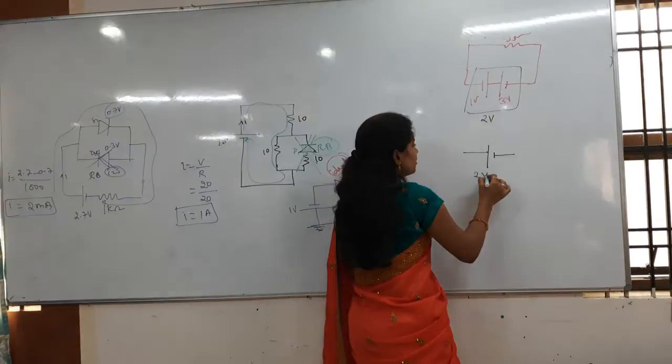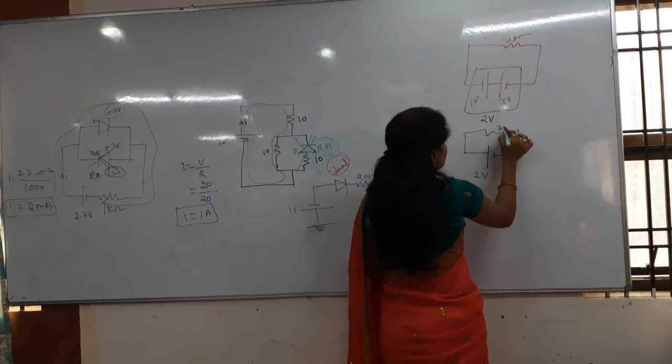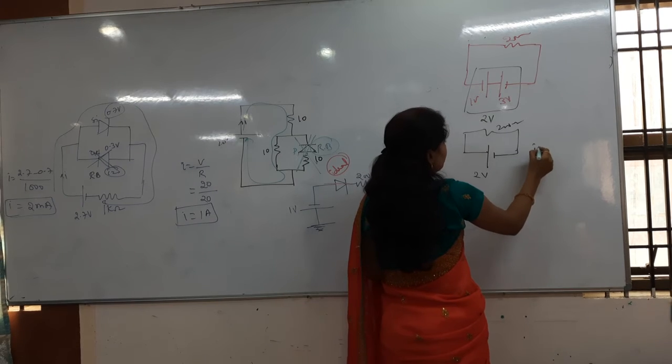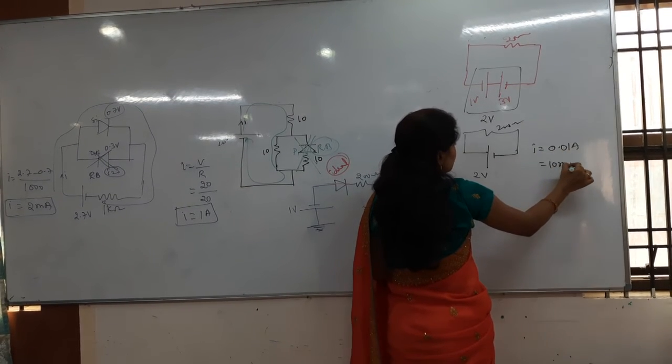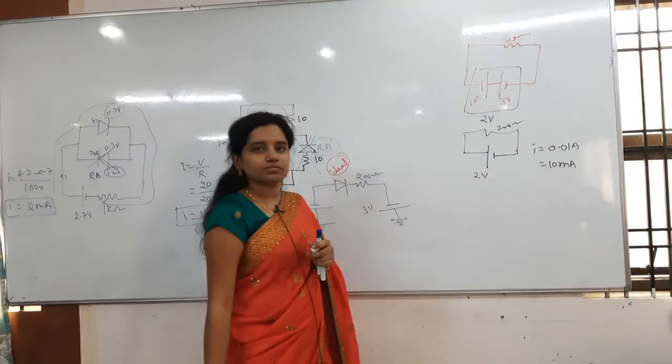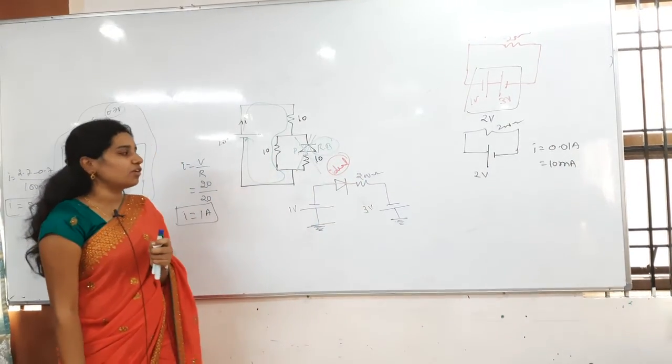So this is the 2 volts here, and this is a resistor of how much? 200 ohms. Then the current flow is how much? 0.01 amperes, or I can say this as 10 milliamperes. That is the answer by using the normal method.